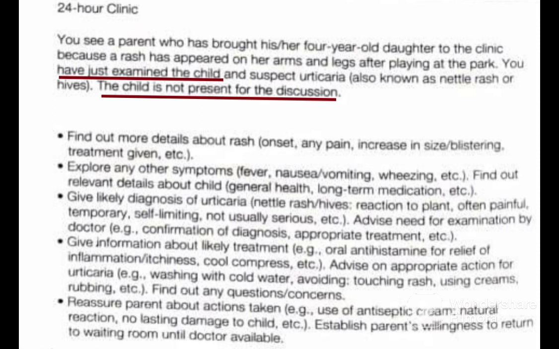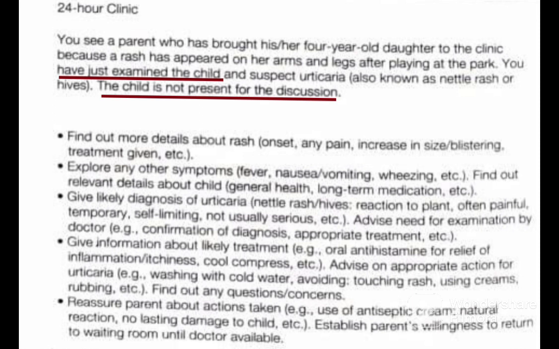You have just examined the child, so this is a non-case, and you suspect urticaria, also known as nettle rash or hives. The child is not present for the discussion. So you have to make a clear introduction in this scenario, because the child is not present for the discussion, but you have just examined the baby. So how can we start? This scenario is happening outside the patient room, or in the nursing station or in the corridor. So patient's identification is very important. Here you have to ask the baby's name during the 3-minute preparation time.